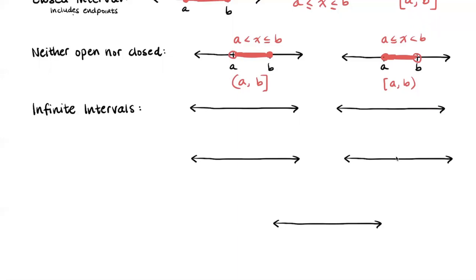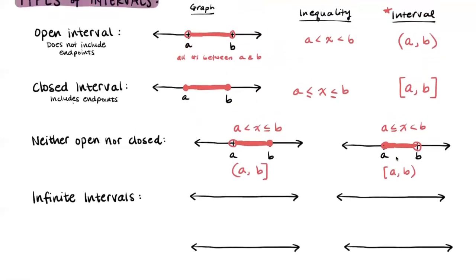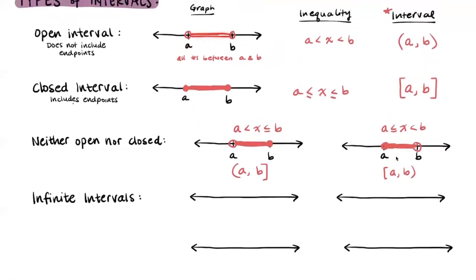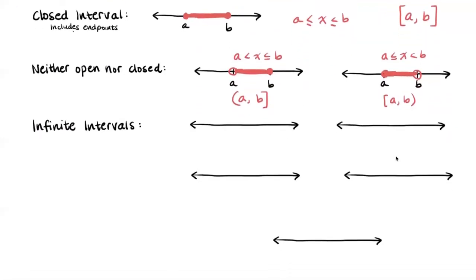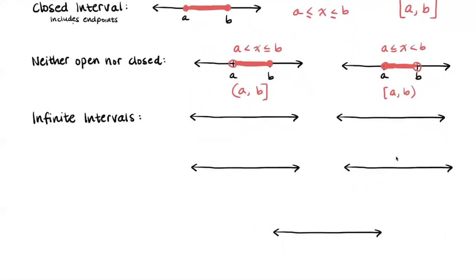Okay, so the ones that we've seen so far are confined, they have a starting and an ending point. We call them finite. You can have infinite intervals. So you can have ones that go on forever, that don't have a point that stops them in one or more directions.